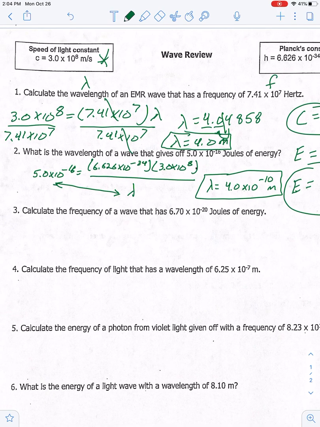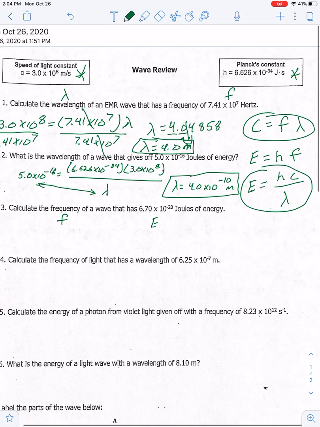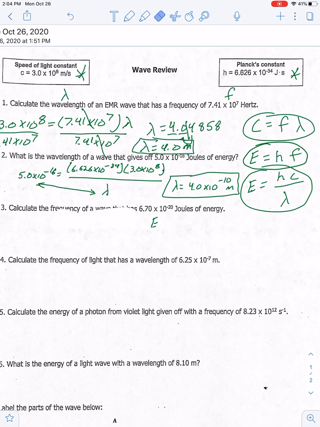Number 3, calculate the frequency of a wave that has 6.70 times 10 to the negative 20 joules of energy. Okay, so we want to know what is frequency, so that's F, and we know energy. So which equation uses E and F? That would be the one we haven't used yet, which is E equals H times F. Okay, so I'm going to clear this up.